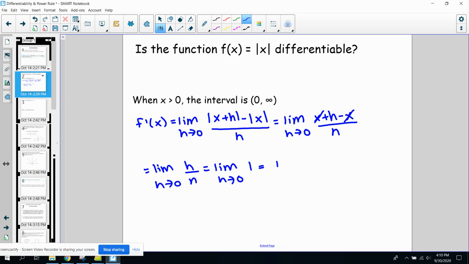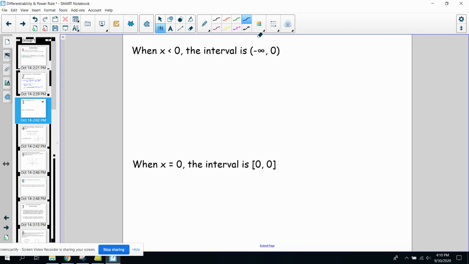Since I got an answer of 1, that means that on this interval, therefore, f is differentiable for any x greater than 0. For any x value that's greater than 0 on this interval, that piece of the graph is differentiable, right? It has a derivative, which is 1. Now we have to consider the other side.